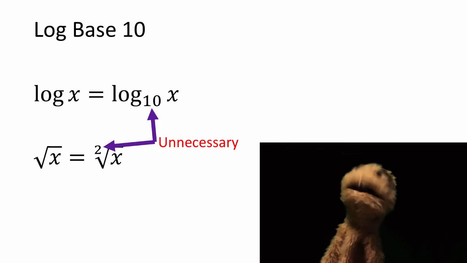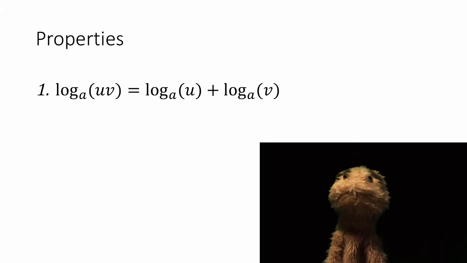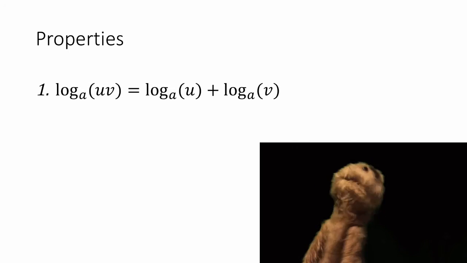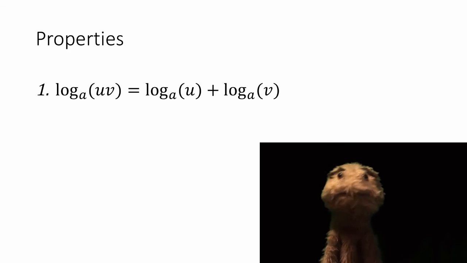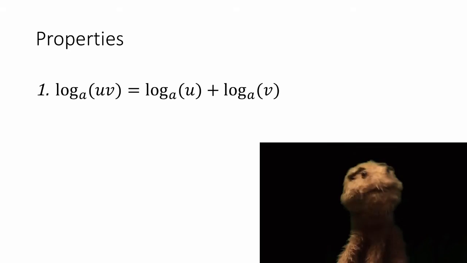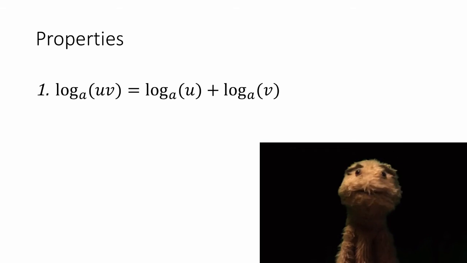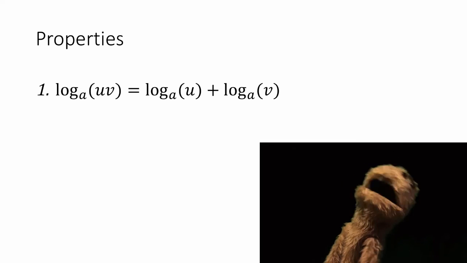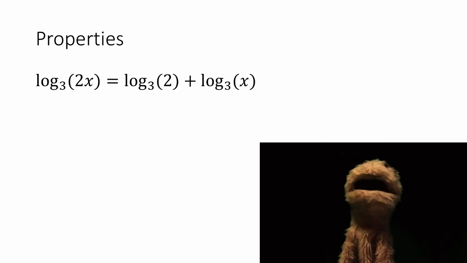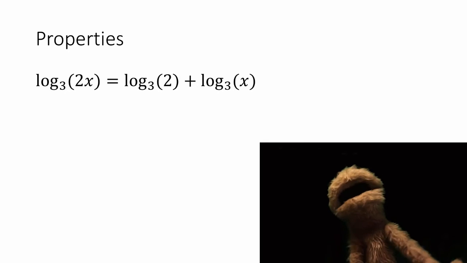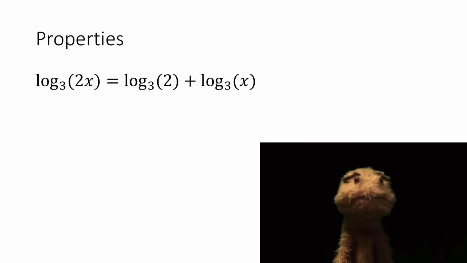Okay, now that we've established some of the core concepts of logarithms, I want to tell you about the 3 properties of logarithms. So this first one is about the products. If you have 2 things multiplied by each other inside a logarithm, you can split them up into the logs of both of the numbers being multiplied by each other added together. So, for example, the log base 3 of 2x is equal to the log base 3 of 2 plus the log base 3 of x.